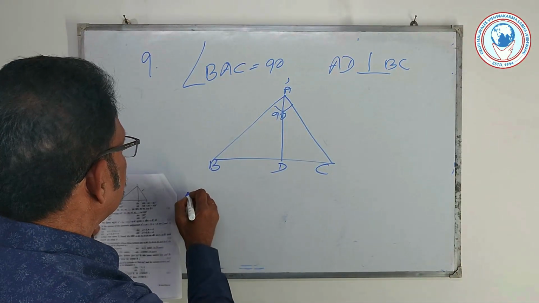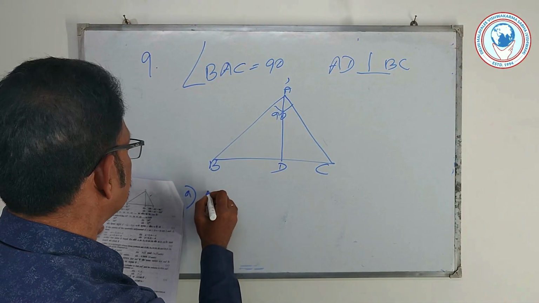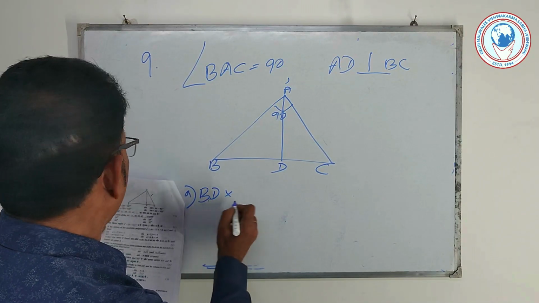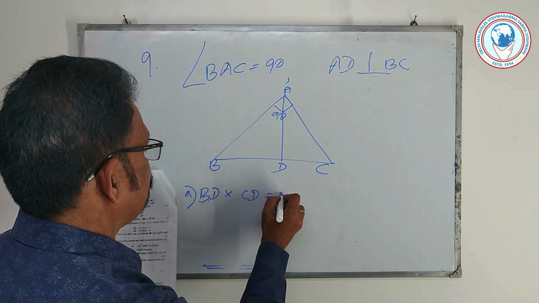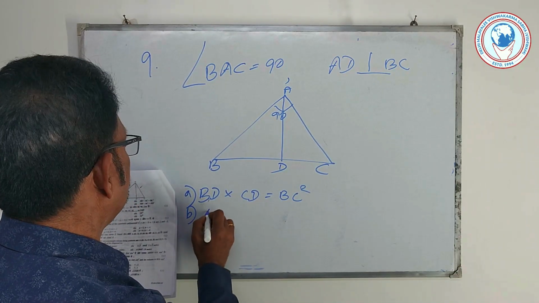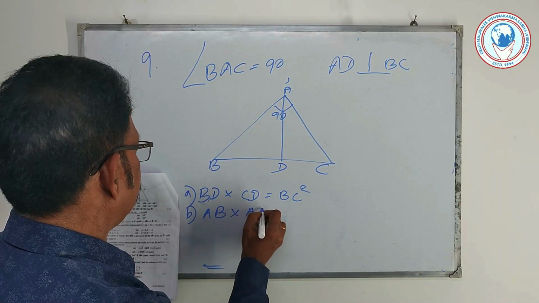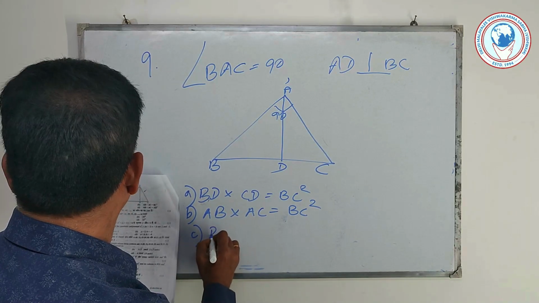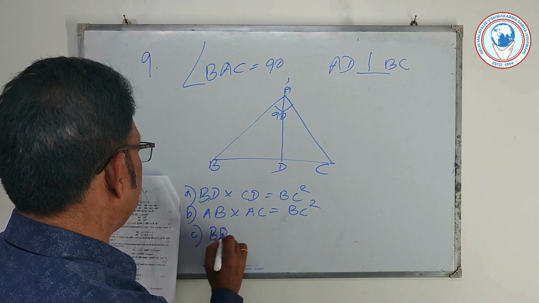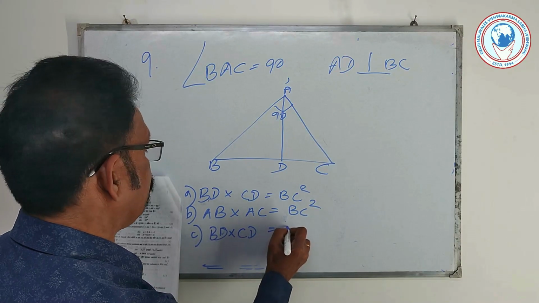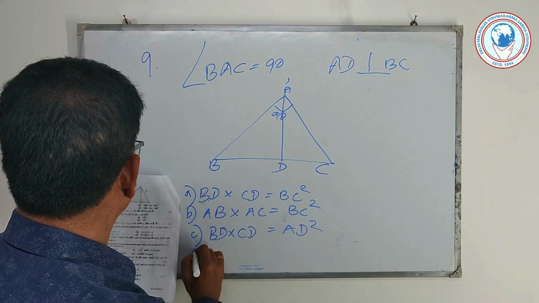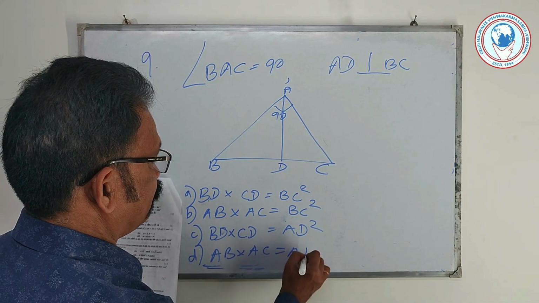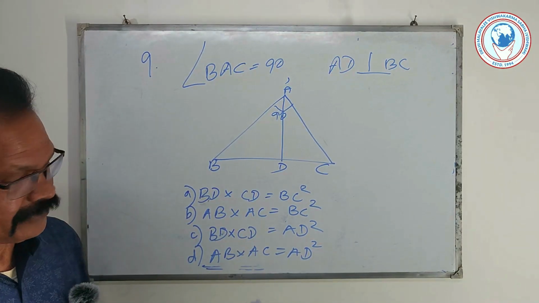This is the given condition. Then the options are: BD into CD equal to BC square, AB into AC equal to BC square, BD into CD equal to AD square, AB into AC equal to AD square. Which option is correct here? You see.